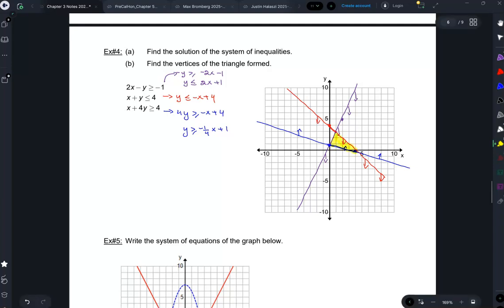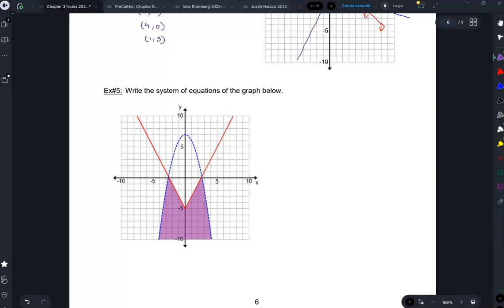Okay, and then the next question asks, what are the vertices of the triangle formed? And for this, it was absolutely necessary to do it precisely, right? And so the vertices of the triangle are now going to be 0, 1. This is for part B. 4, 0. And 1, 3. And obviously, the order in which you put them doesn't matter. You just have to do it right. Cool? Yes? Okay.